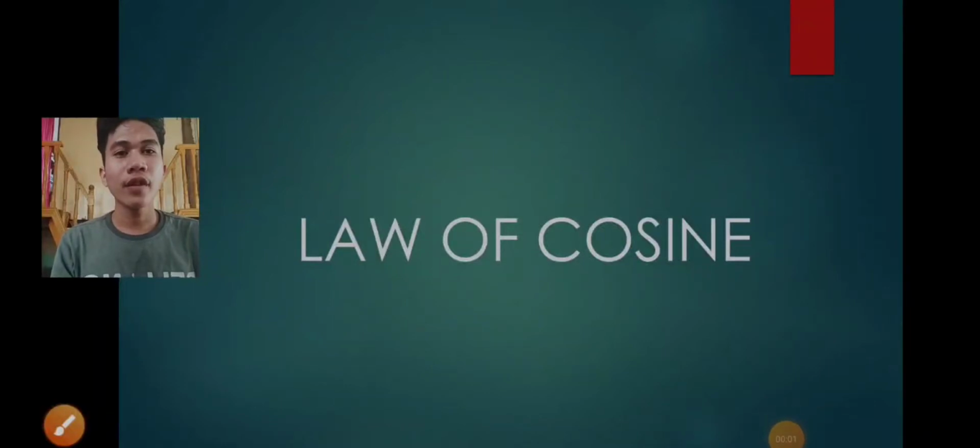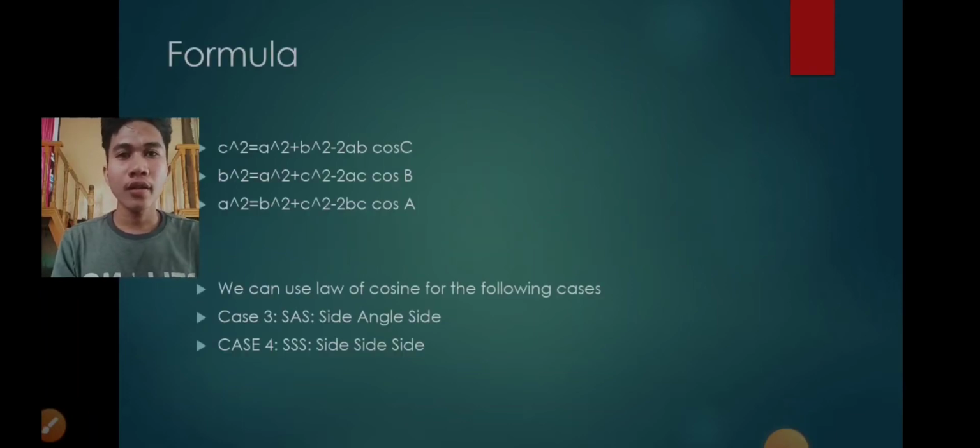Hi guys, in this video we will talk about the law of cosines. Here's the formula. To find c, we use c squared is equal to a squared plus b squared minus 2ab cos C. To find b, we can use b squared is equal to a squared plus c squared minus 2ac cos B. And to find a, we can use a squared is equal to b squared plus c squared minus 2bc cos A.